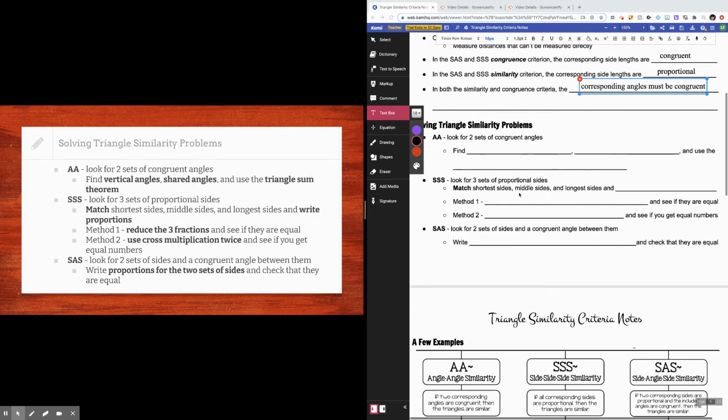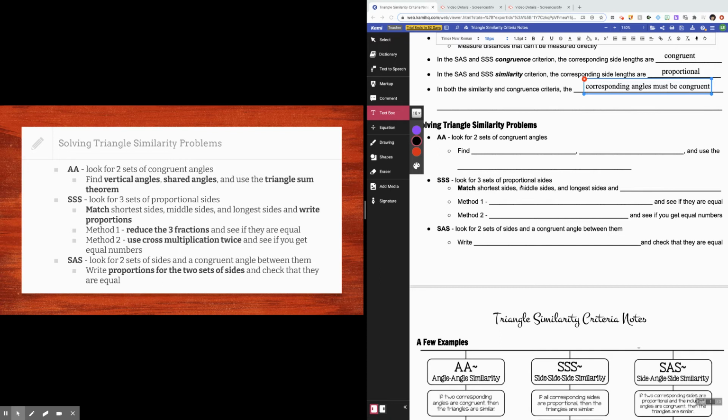But I have some strategies for you, right? And a couple of different methods that you can use to solve triangle similarity problems, okay? So for angle, if things are not marked exactly for you, very similar to the triangle congruence proofs, there were some things that were hidden and they weren't marked. So we have to figure out whether or not you have congruent angles using our knowledge of geometry and things that we know about angles.